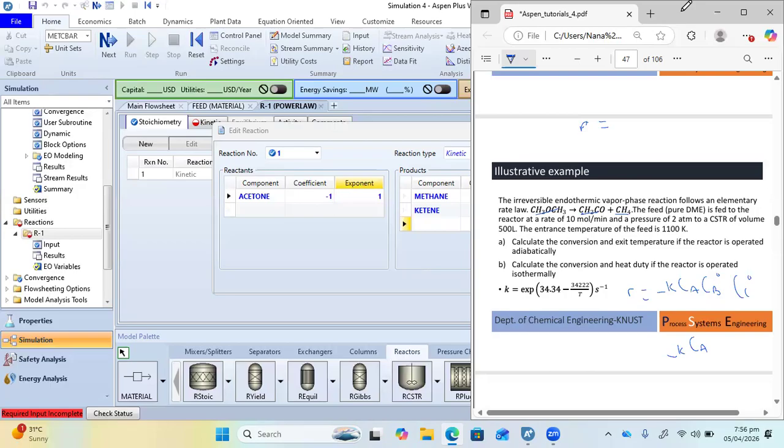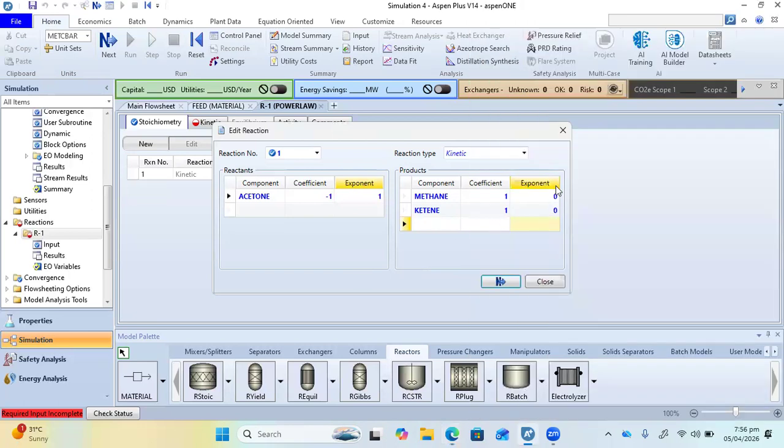Okay, that's fine. If we had a reaction where maybe this also was supposed to have a value, then you'd have included it in the exponent. You'd have put in a different value. So that's why we use the value of 0. Okay.